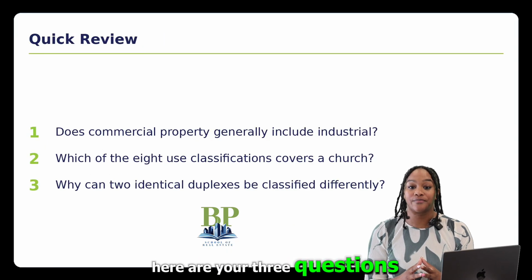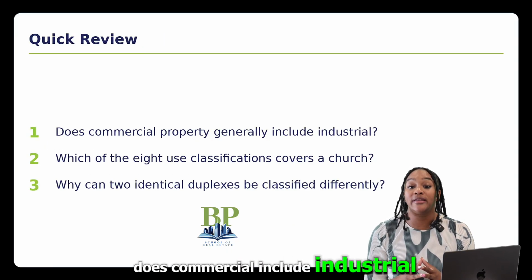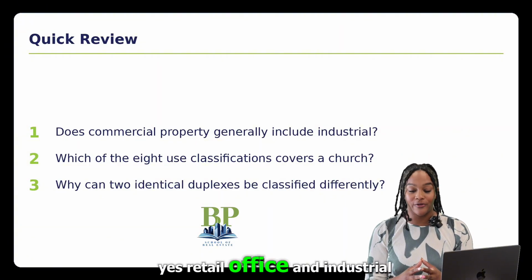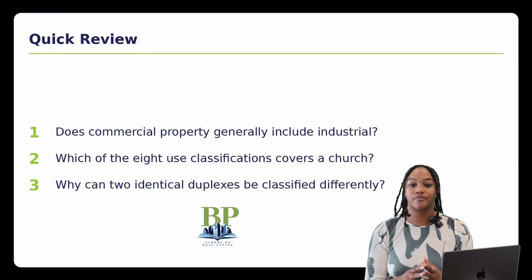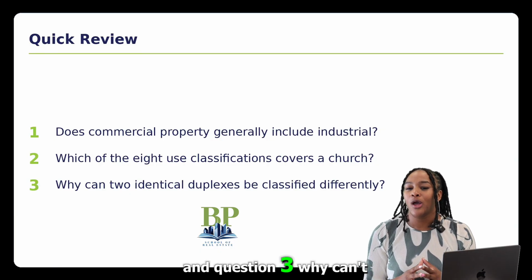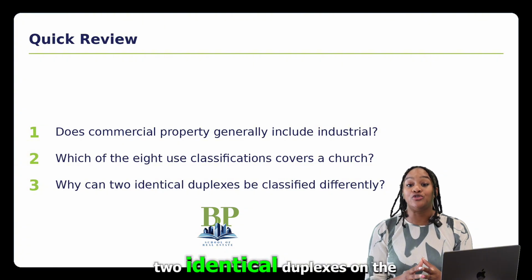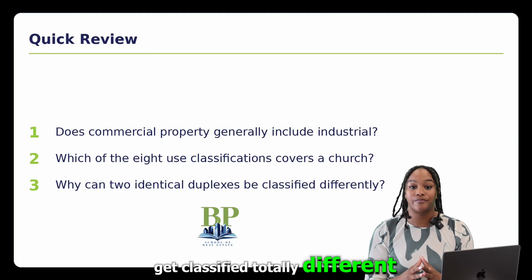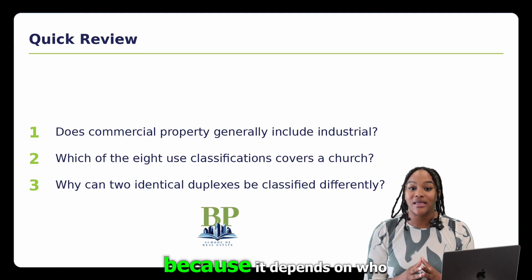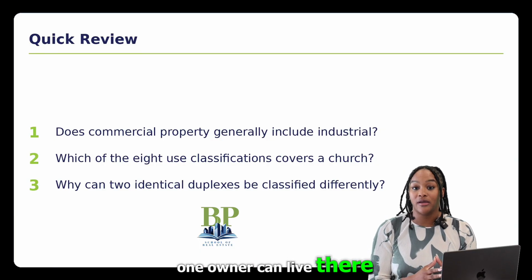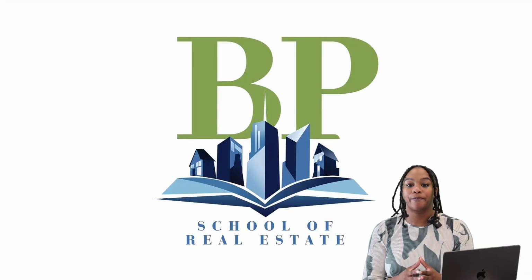Here are your 3 questions. Does commercial include industrial? Yes. Retail, office, and industrial. Question 2. Where does a church fall? Special purpose. And question 3. Why can 2 identical duplexes on the same street get classified totally differently? Because it depends on who owns them. One owner can live there and one owner can rent it out.